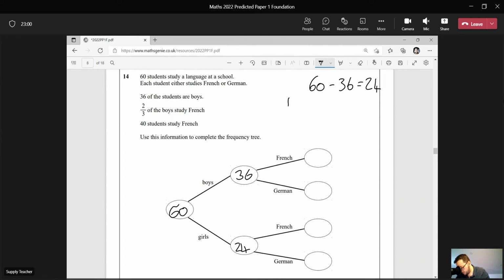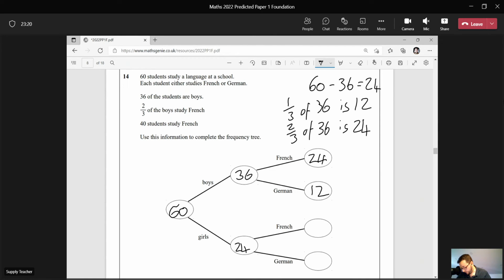It says 2/3 of the boys study French. Well, 1/3 of the boys, which is 36, is 12. So 2/3 of 36 is 2 times 12, which is 24. So 2/3 of the boys study French, and that's 24. Then you can look at what's left, and it's 12 for German.